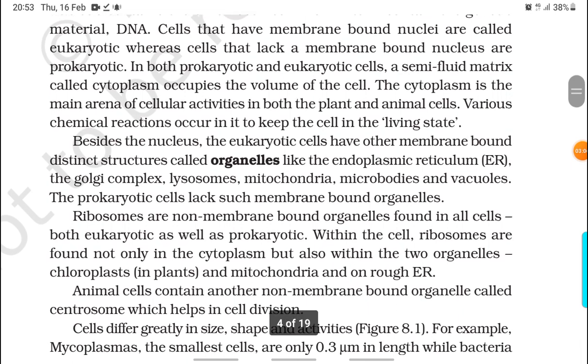Cells that have membrane-bound nuclei are called eukaryotic, while the cells that lack a membrane-bound nucleus are called prokaryotic. In both prokaryotic and eukaryotic cells, a semi-fluid matrix called cytoplasm occupies the volume of the cell. The cytoplasm is the main arena of cellular activities in both plant and animal cells. Various chemical reactions occur in it to keep the cell in the living state.